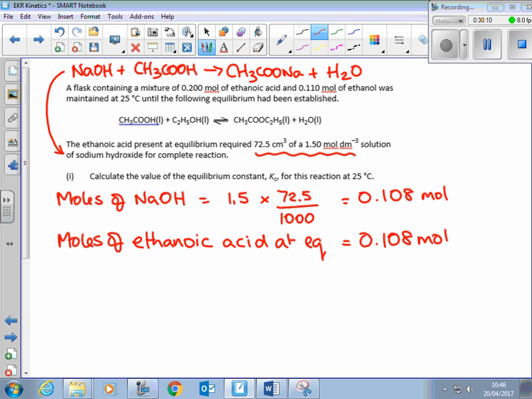Now we have acid plus alcohol gives ester plus water. It's the sort of thing we had with the example yesterday. The amount of ester that we've got is the same as the amount of water, isn't it? And that's going to be the same as the amount of acid that reacted. How much acid reacted?